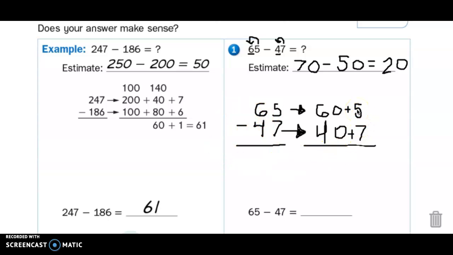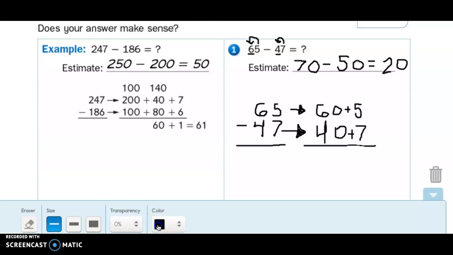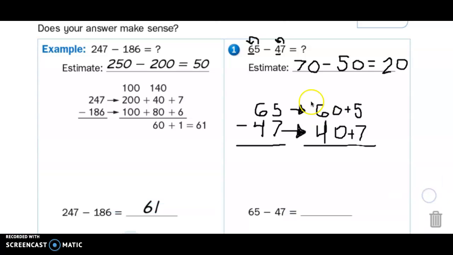Can I do 5 take away 7? If I hold up 5 fingers, can I put down 7 fingers? No, because the top number is smaller. That means I have to go next door and I need to borrow. I need more from my neighbor. So I say, hey there, 60, I need to take a 10 away. 60 becomes 50, and I add 10 to my 5. 10 plus 5 is 15.